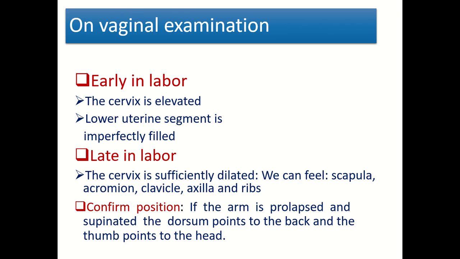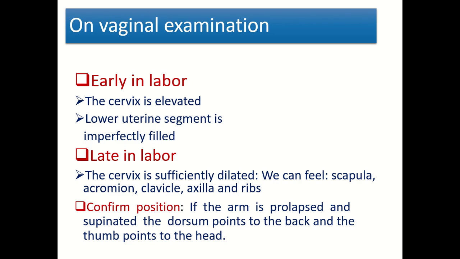Now later in labor, you might feel the cervix is not dilating as required. Why? Because there is no presenting part exerting any pressure on the cervix. Still on vaginal examination in late labor, you might actually feel the scapula or the acromion or the clavicle, the axilla, ribs of the baby.